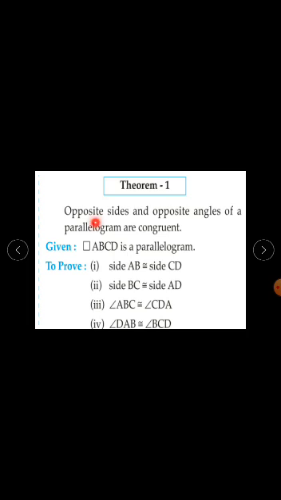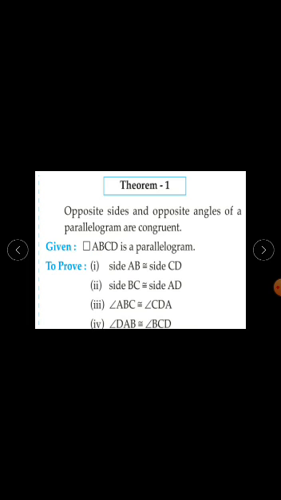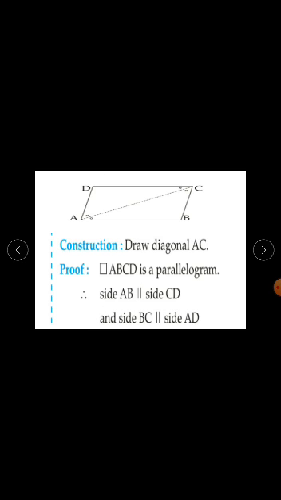What you have to prove? Then opposite sides and opposite angles of that parallelogram are congruent. So what is given? Quadrilateral ABCD is a parallelogram. What you have to prove? Side AB is congruent to side CD, and next, side BC is congruent to side AD.